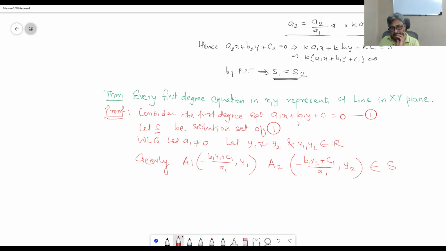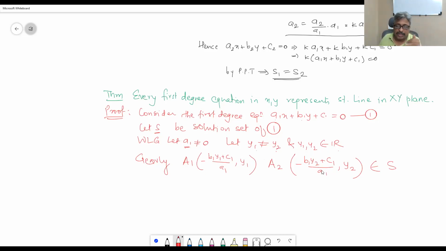It's a linear equation in x and y, therefore I am free to consider either a1 not equal to 0 or b1 not equal to 0. I have started with a1 not equal to 0. Hence I consider two y values, two distinct real numbers, y1 not equal to y2. If I plug those values of y1 and y2 back into this equation, I will get values of x in both the cases.